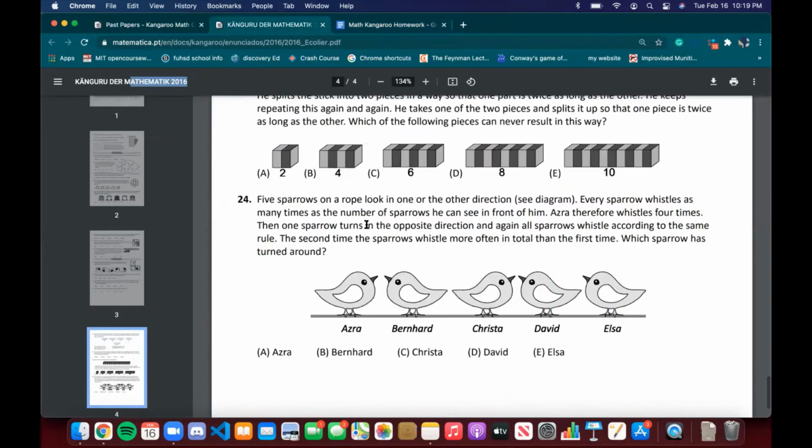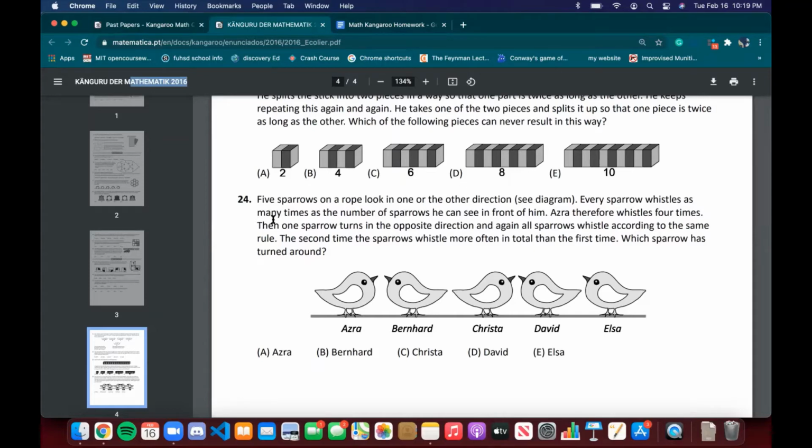Okay, so our first problem is, we'll start with 24 and work our way down to 20. 5 sparrows on a rope look in one or the other direction. See the diagram. Every sparrow whistles as many times as the number of sparrows they can see in front of them. Therefore, Azra, which is the furthest left, whistles 4 times. Then one sparrow turns in the opposite direction, and all sparrows whistle according to the same rule. The second time, the sparrows whistle more in total than the first time. Which sparrow has turned around?